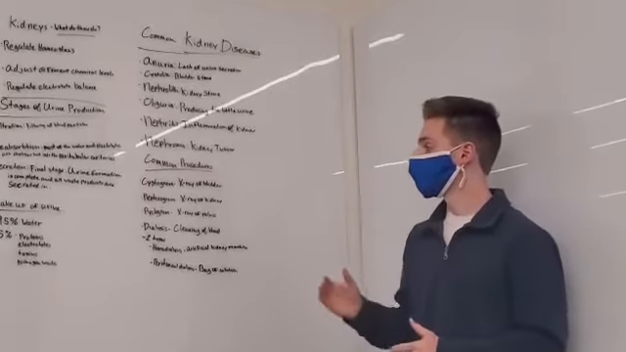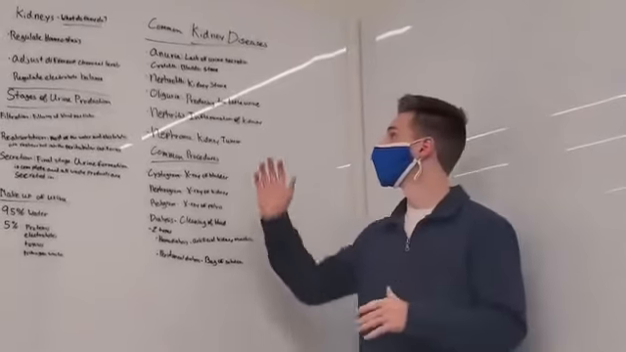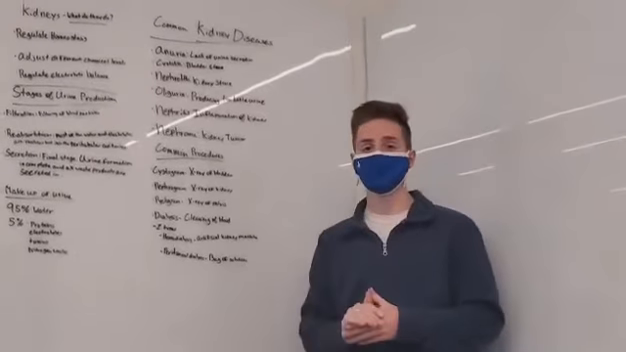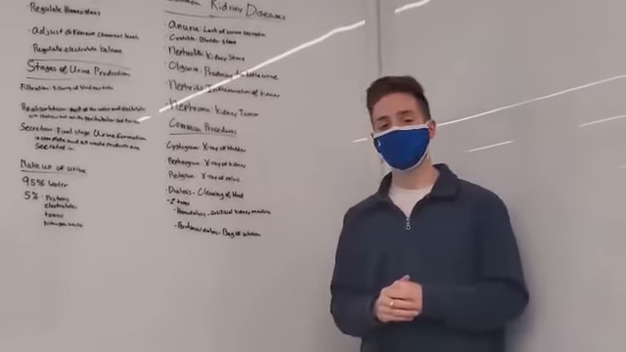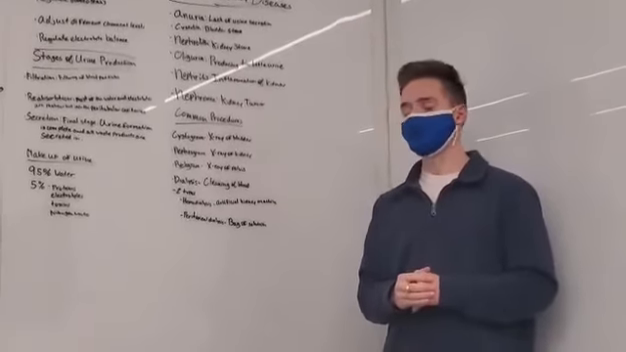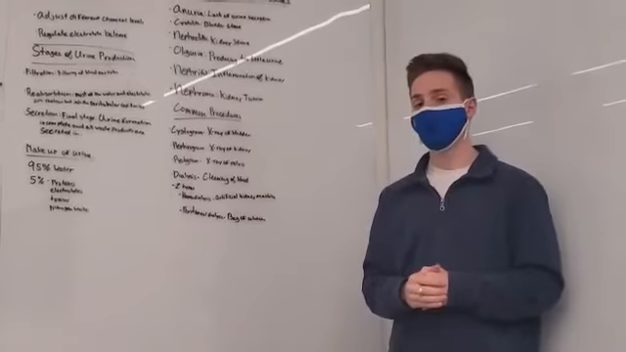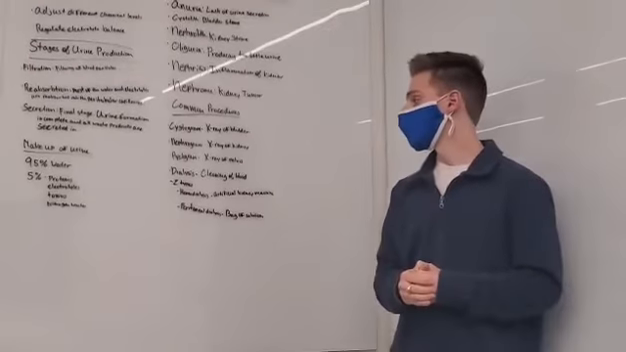Now, some common procedures done, again, these aren't all of the kidney diseases and procedures, these are just kind of the main ones that we see. A cystogram is an x-ray of the bladder, a nephrogram is an x-ray of the kidney, a pyelogram is an x-ray of the pelvis, and then you have dialysis.